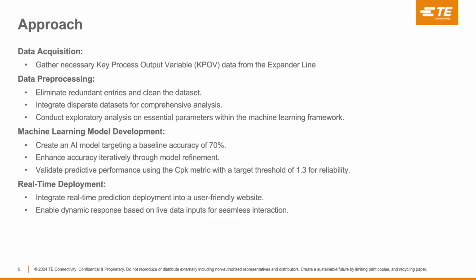To solve this problem, we have to take several approaches. First, we gather data from the operators themselves, and we go through the machine learning pipeline, such as data preprocessing and the machine learning model development, where we create a model and we try to hit the baseline accuracy of more than 70%. We also calculate the CPK metrics for process quality control, and we also target it with a threshold of 1.3 for reliability. We also developed a real-time web page where we visualize the model's performance and the CPK metrics.